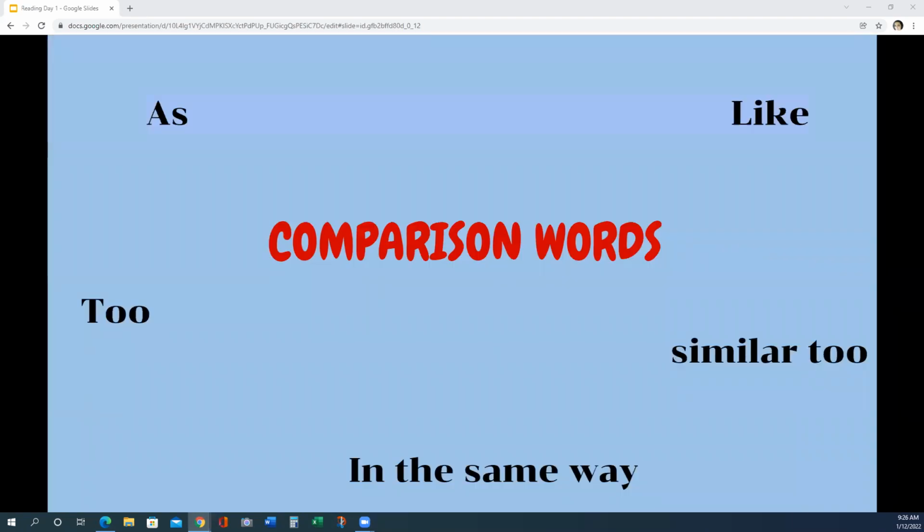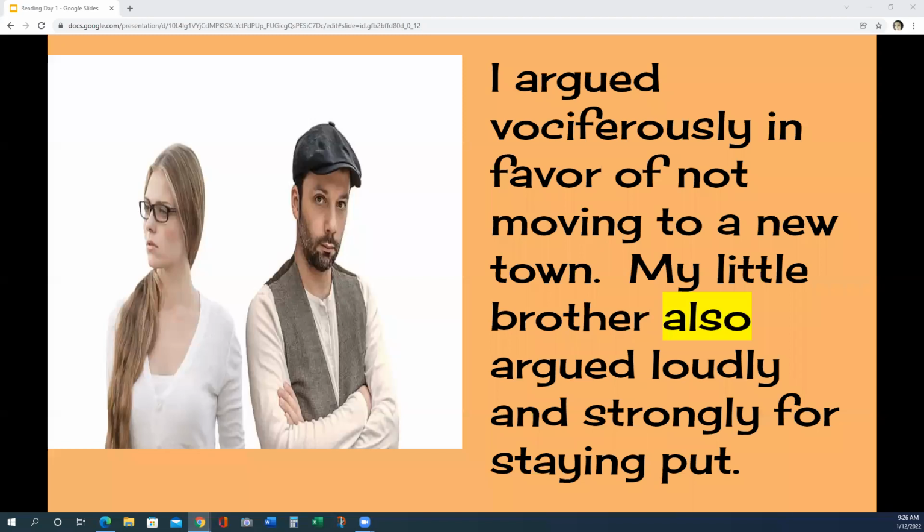Let's see. Another clue we need to watch for is comparisons. Look for words like as, like, to, or statements like similar to or in the same way. These are comparison words. So we have to be on the lookout for these comparison words when we're trying to figure things out. Let's look at the word also in this statement.